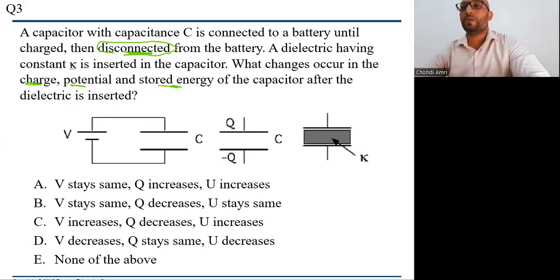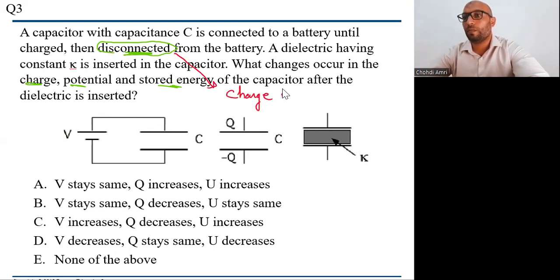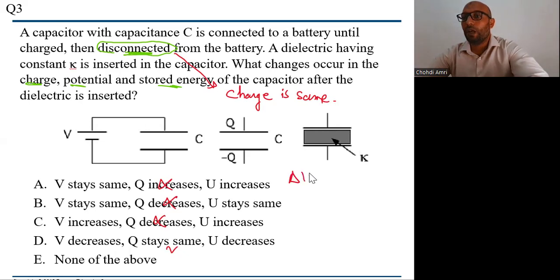Okay, so how to answer this question? Since the battery is disconnected, the charge will be the same. Q increases? No. Q decreases? No. Q stayed the same. Let's check the other quantities. As you know, delta V equals Q over C.